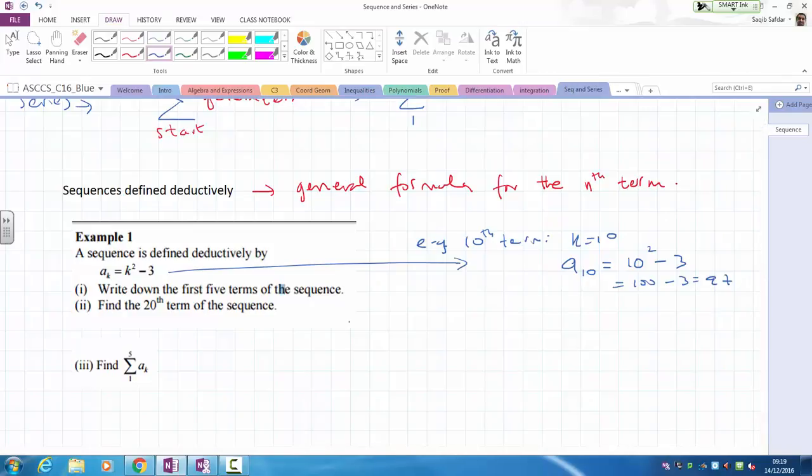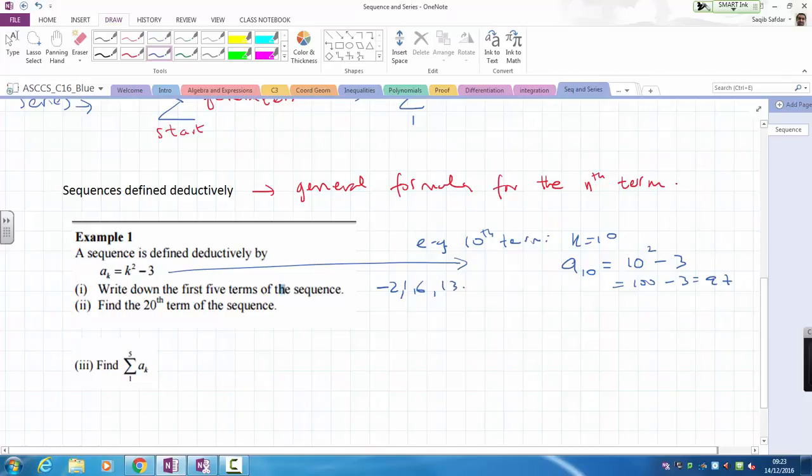What I'd like you to do, I'll give you a couple of minutes. Can you work out the first 5 terms? Write down the 20th term, and then find the sum of the first 5 terms. Off you go. Right. First 5 terms. What do we have? First 5 terms. Minus 2. 1. 6.